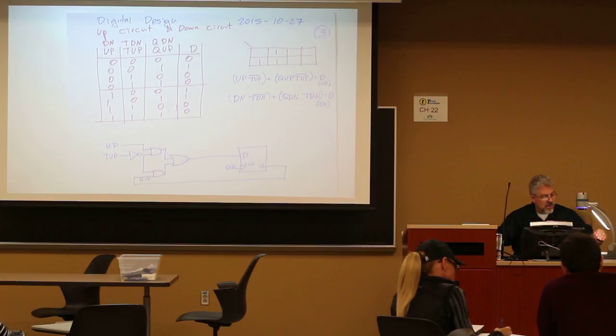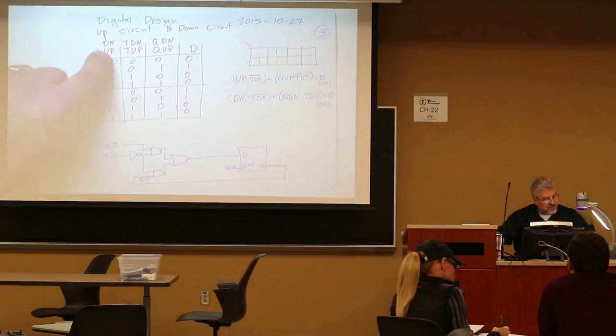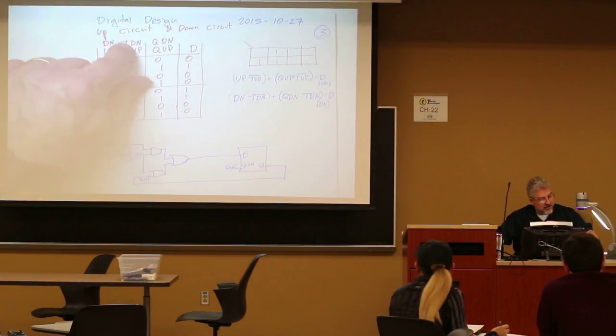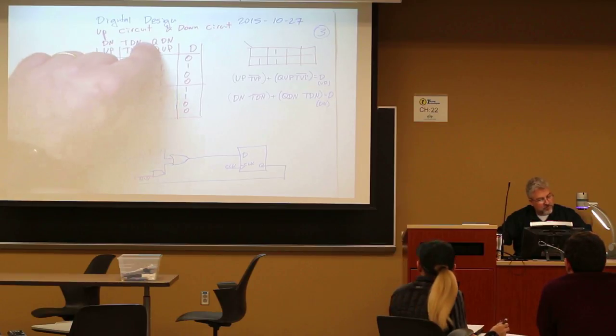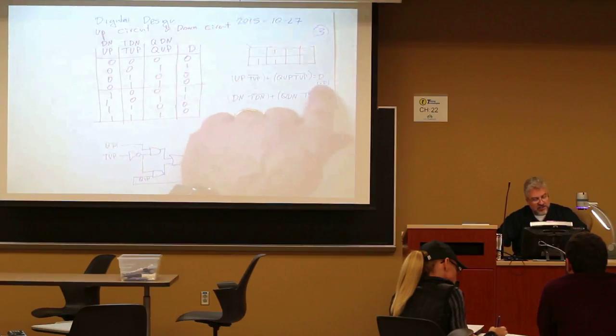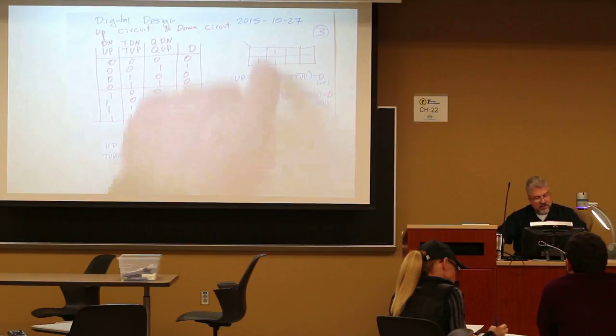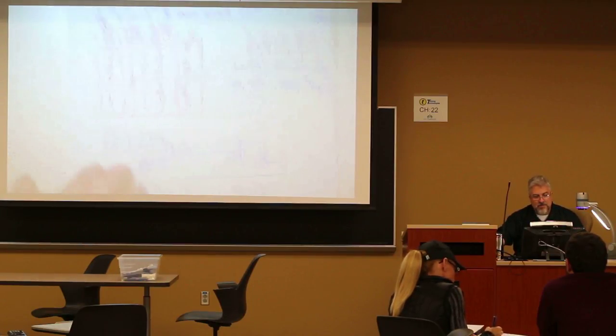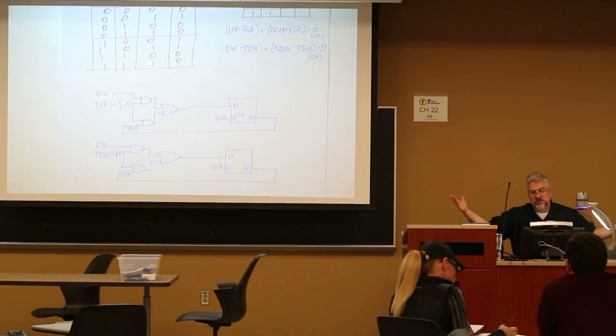So the down is the same as the up. The TDN, same as the top, QDN, same as the Q up. There's going to be a D for up and a D for down. It's going to have the same K map. And so that's all it is: two of the same circuit. Exactly the same circuit. Yes, sir?